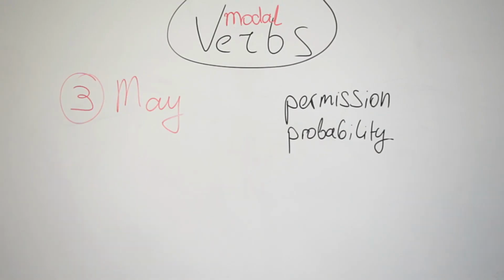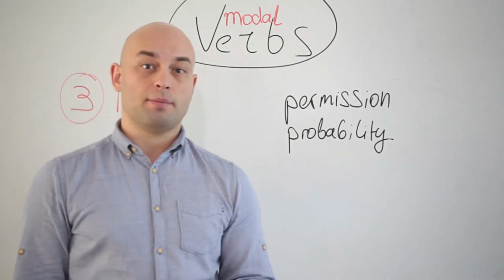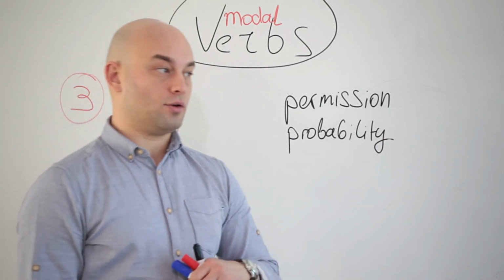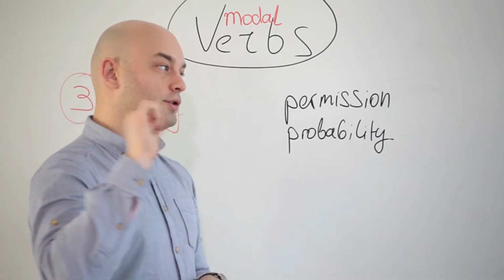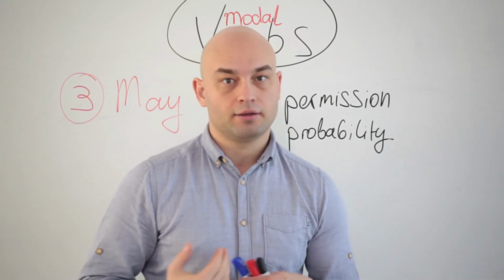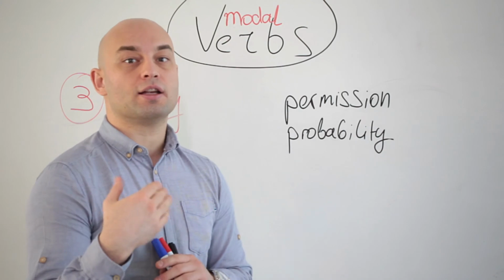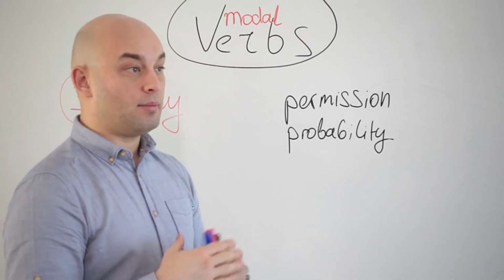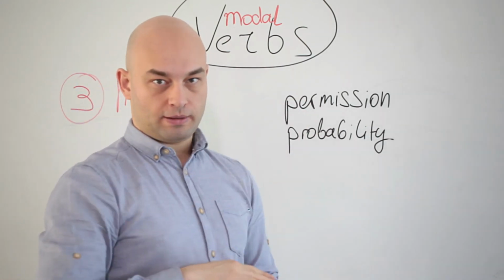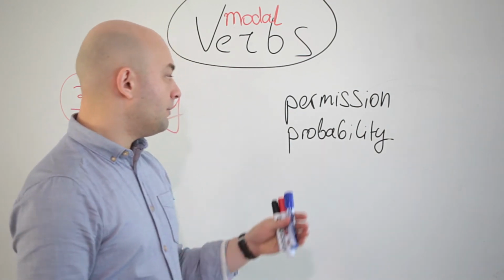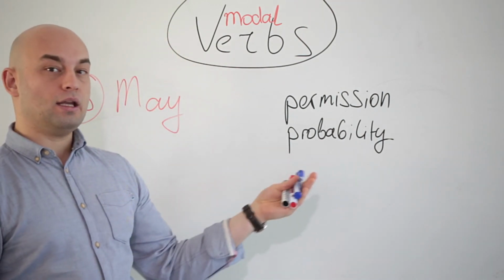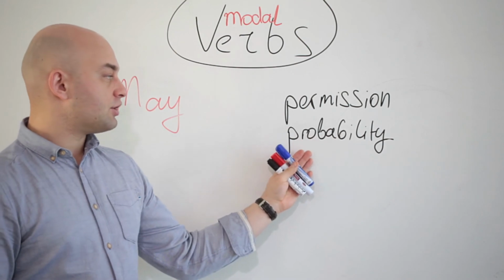Number 3, may. And the first time you use may is probably after you knock the door and you ask for permission. You knock the door and you say, may I come in, please? So the most common use of may is to ask for permission. May I come in? May I talk to you, please? You're asking for permission. But there is also another meaning to may, another use of may, which is probability.